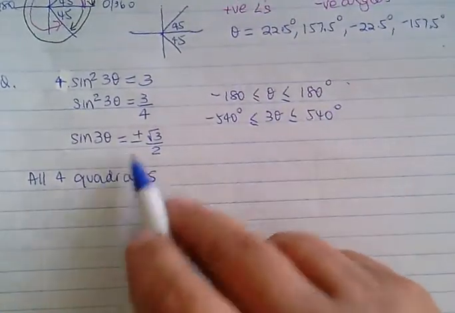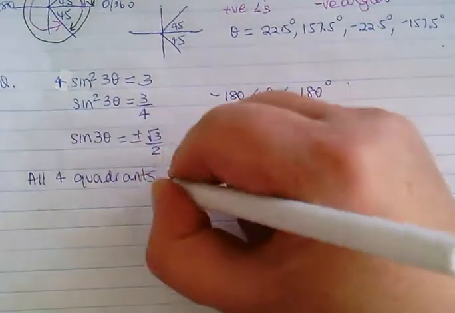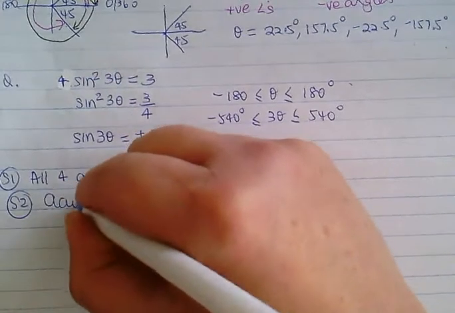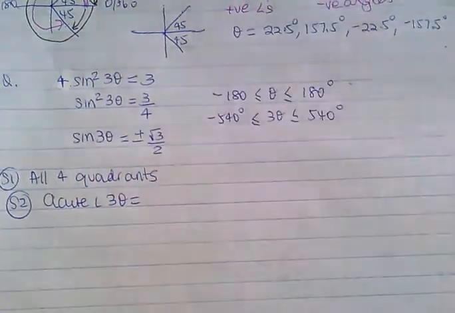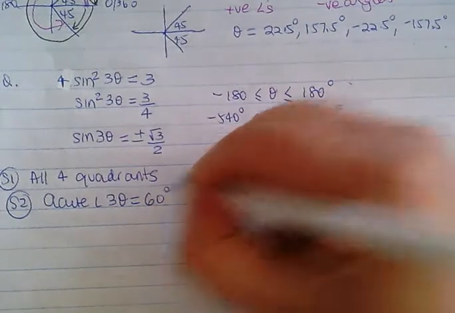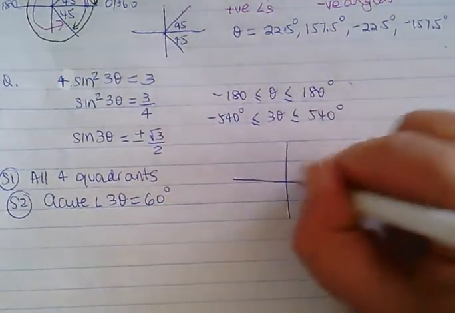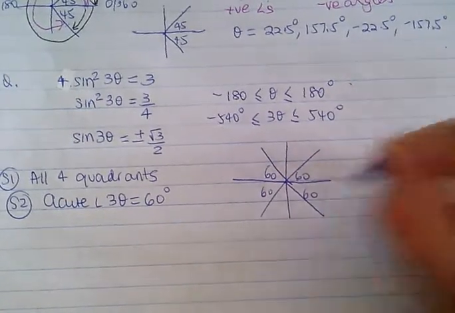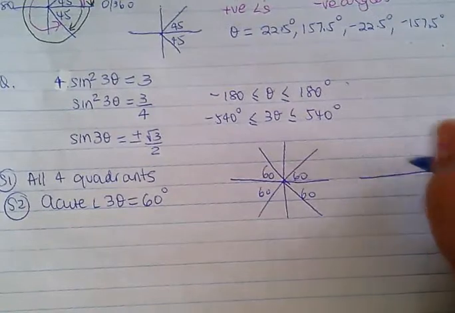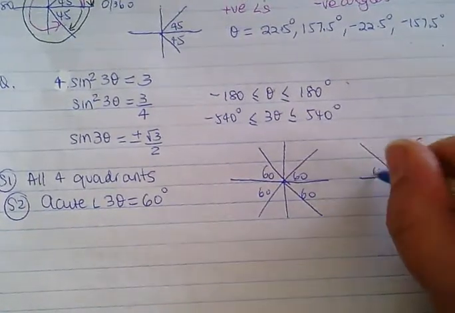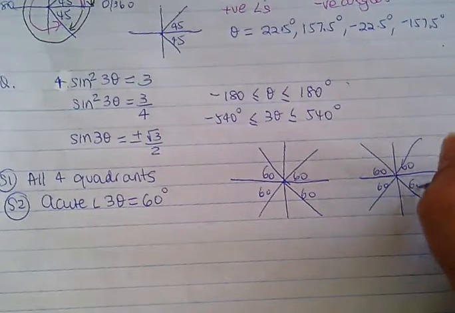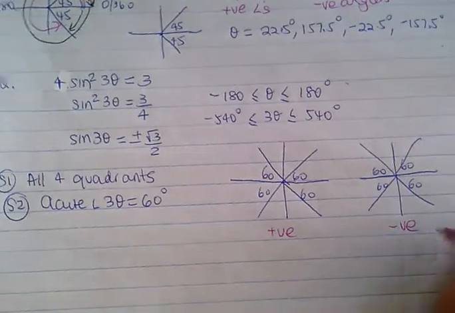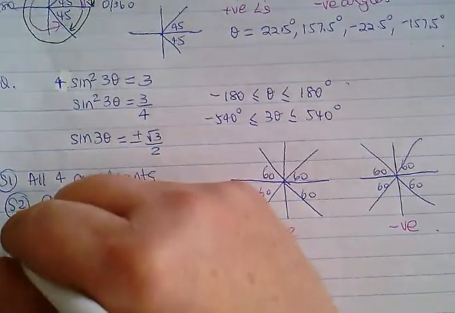All right. So all 4 quadrants, that's our step 1. What's our step 2? Acute angle 3 theta is sine of 60. That's right. Okay. Draw a little diagram. All 4 quadrants, 60, 60, 60, 60. And you can draw 2 of them if you want, one for the positives and one for the negatives, in case it gets messy. So here are my positive angles and these are going to be my negative angles. All right, let's go. Let's name the positive ones.